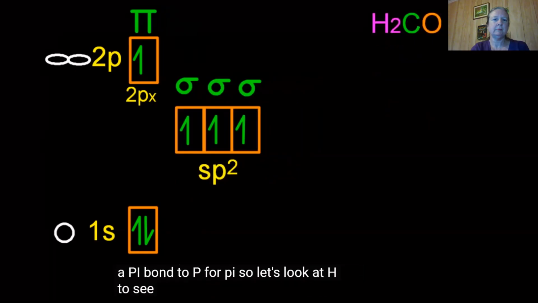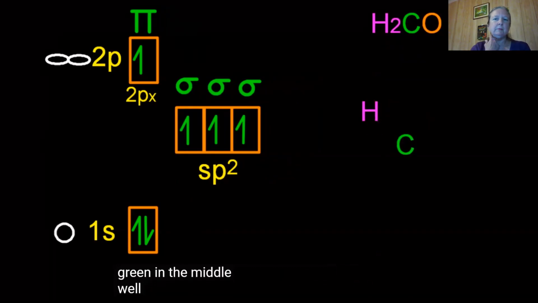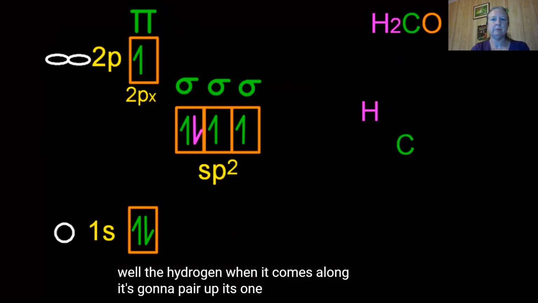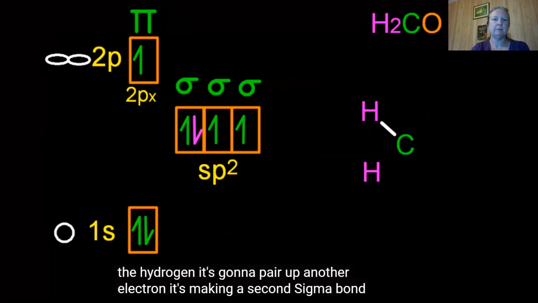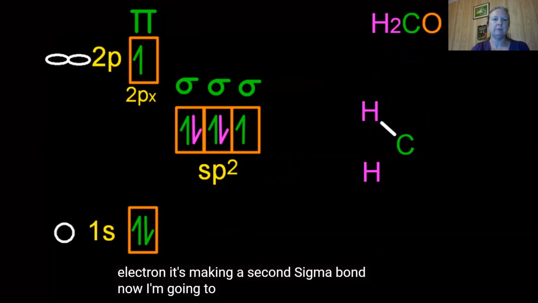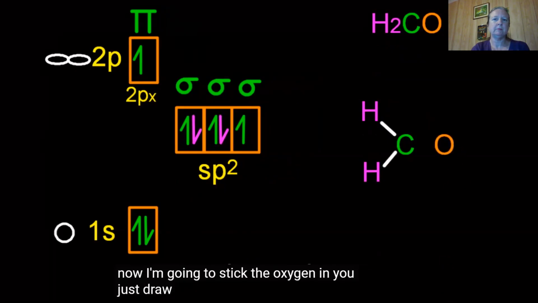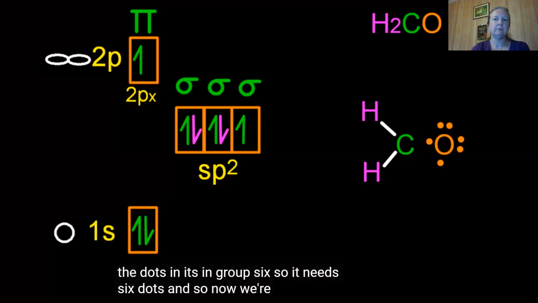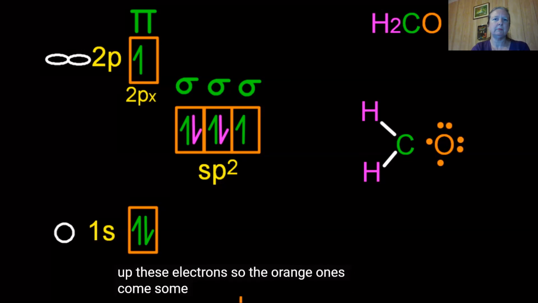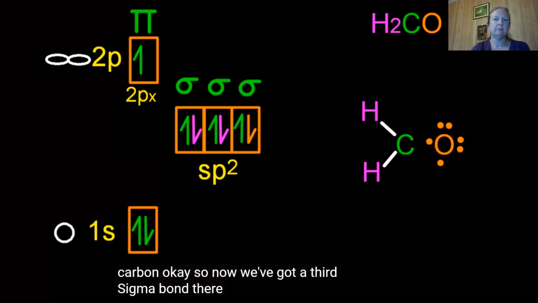So let's look at H2CO. It's formaldehyde. The carbon in green in the middle. Well, the hydrogen, when it comes along, is going to pair up its one electron. Another hydrogen is going to pair up another electron. It's making a second sigma bond. Now I'm going to stick the oxygen in. You just draw out the Lewis structure, put the dots in. It's in group 6, so it needs 6 dots. And so now we're going to pair up these electrons. So the orange ones come from oxygen, the green ones from carbon. Okay, so now we've got a third sigma bond there.